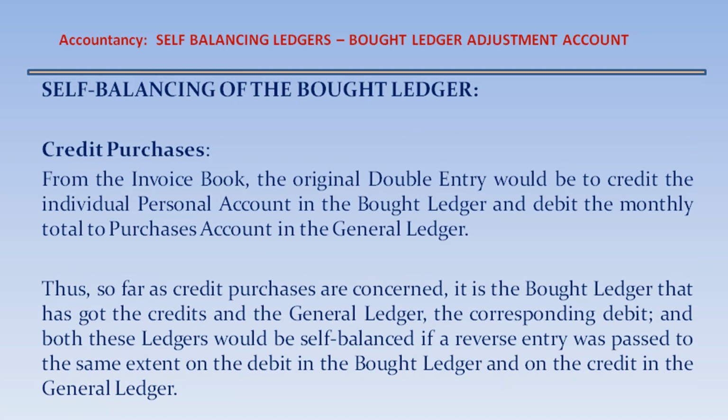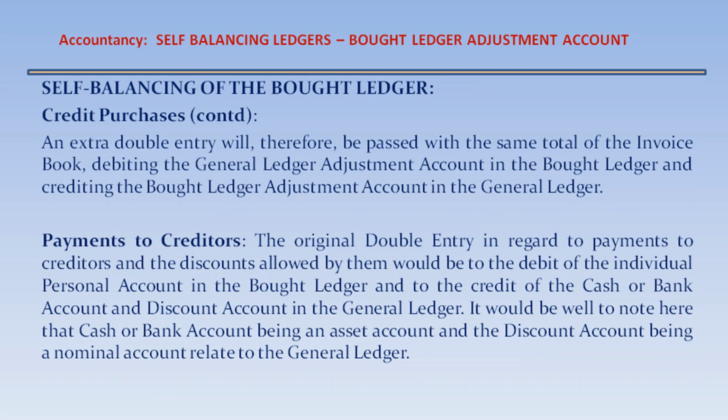ledger. Credit purchases. From the invoice book, the original double entry would be to credit the individual personal account in the BAT ledger and debit the monthly total to purchase account in the general ledger. Thus, so far as credit purchases are concerned, it is BAT ledger that has got the credits and the general ledger the corresponding debit, and both these ledgers would be self-balanced if a reverse entry was passed to the same extent on the debit in the BAT ledger and on the credit in the general ledger.